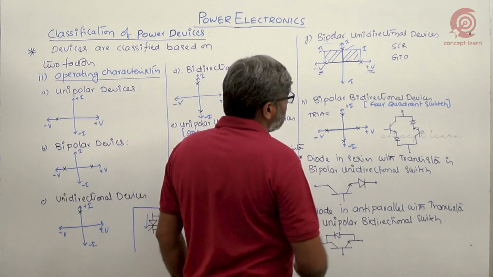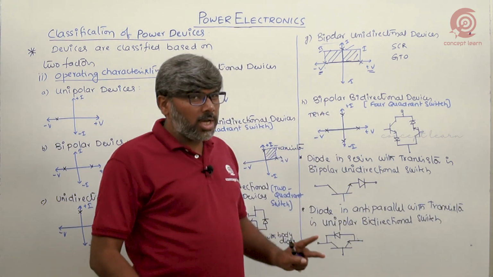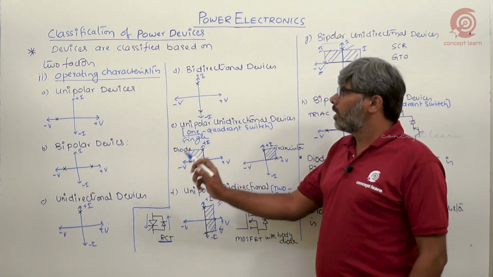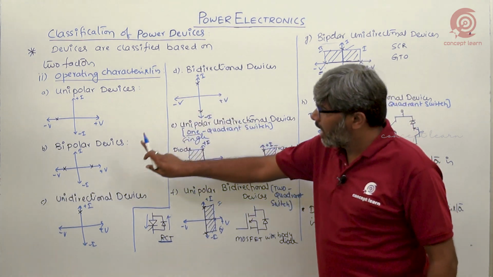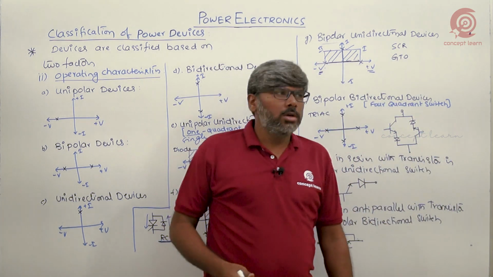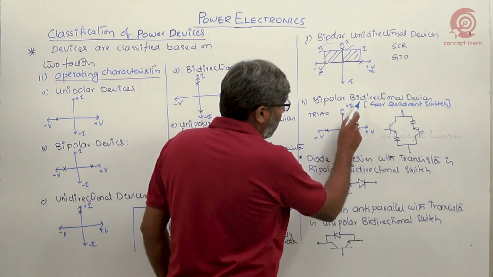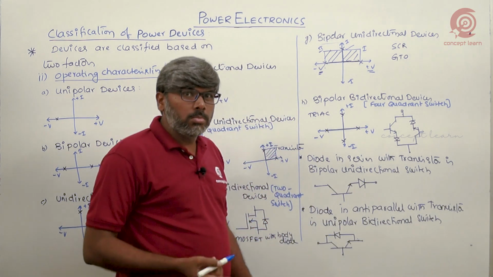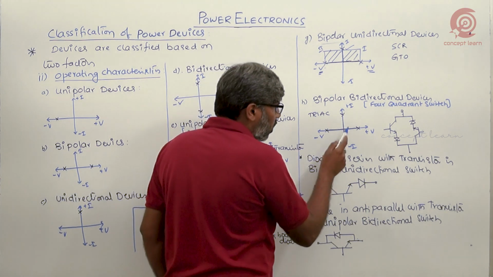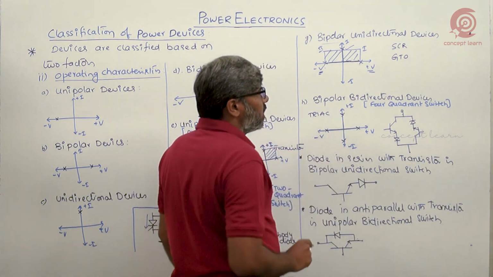Now coming to the eighth category, that is bipolar bidirectional devices. Bipolar means the second characteristic, and bidirectional means the fourth one. By combining the second characteristic and the fourth characteristic, we get another device called bipolar bidirectional devices. Bipolar bidirectional devices block both the voltages, positive and negative, and allow current in both directions, forward and reverse.